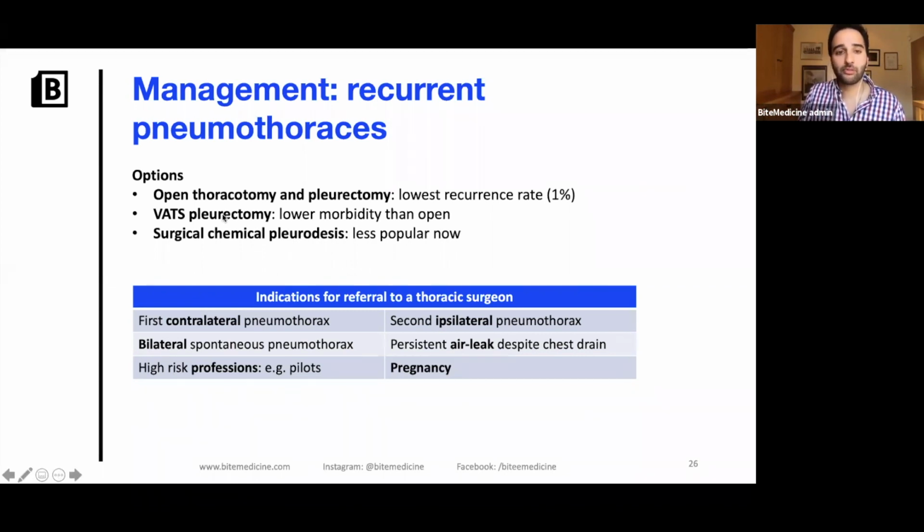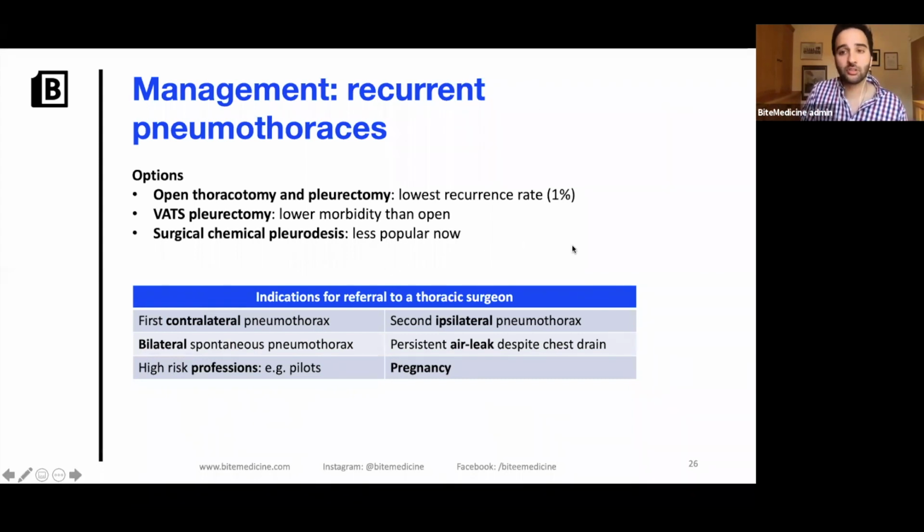Contrast that to a VATS pleurectomy. This is video-assisted thoracoscopic surgery pleurectomy, so minimally invasive chest surgery, basically. It has a lower morbidity, so all those complications I mentioned are lower, but the recurrence rate is higher, around 5-ish%, I think the literature still says. And then finally, surgical chemical pleurodesis, less popular now. It's an operation where you use talc, I think that's what's most commonly still recommended, so you put talc in rather than removing the pleura itself. It's less popular now and has higher rates of recurrence than the other two options.